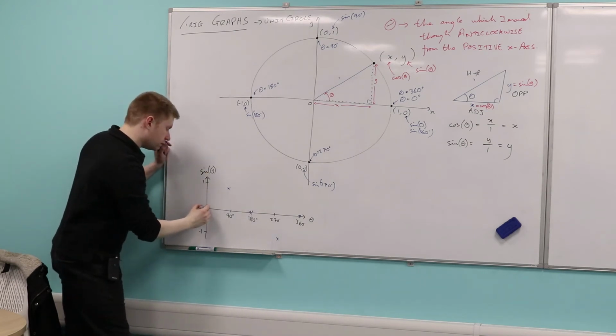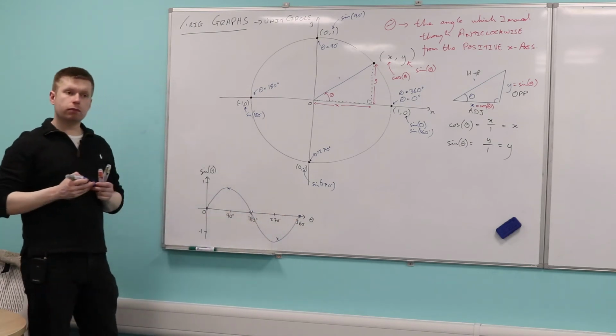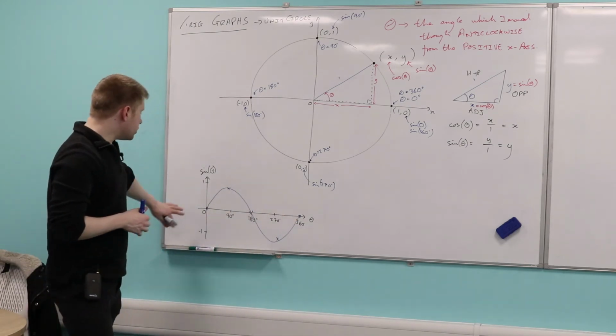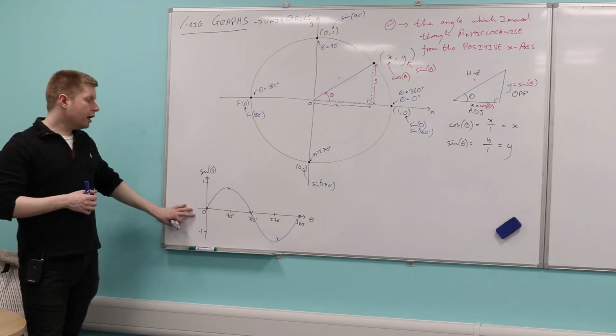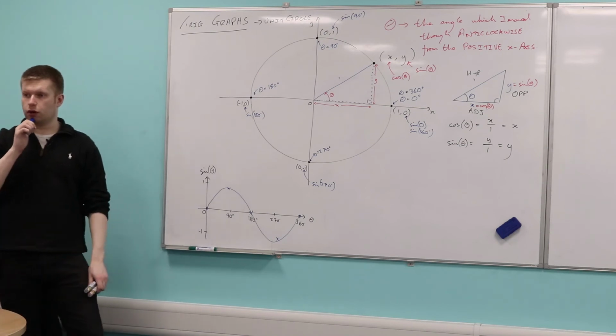So let's try this. There you go. So this graph here would be the graph of sine between 0 and 360 degrees.